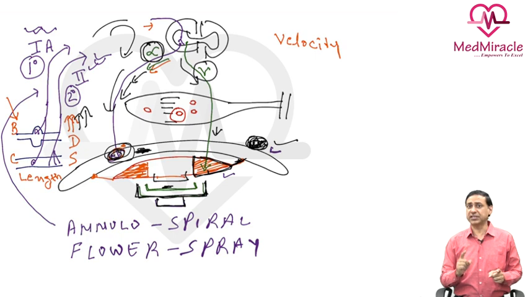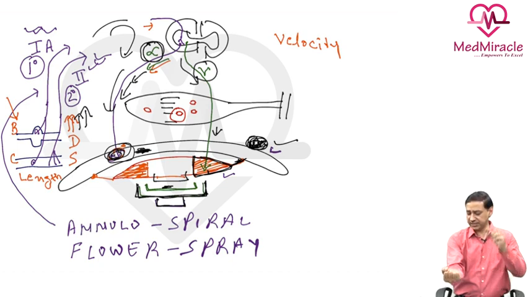Actually, grade 4 of a jerk is known as clonus. This is the normal jerk. Just see. This is the normal jerk. If its sensitivity is increased, what will happen? Jerk will become brisk. If it is further increased, what will happen? More brisk. Okay.